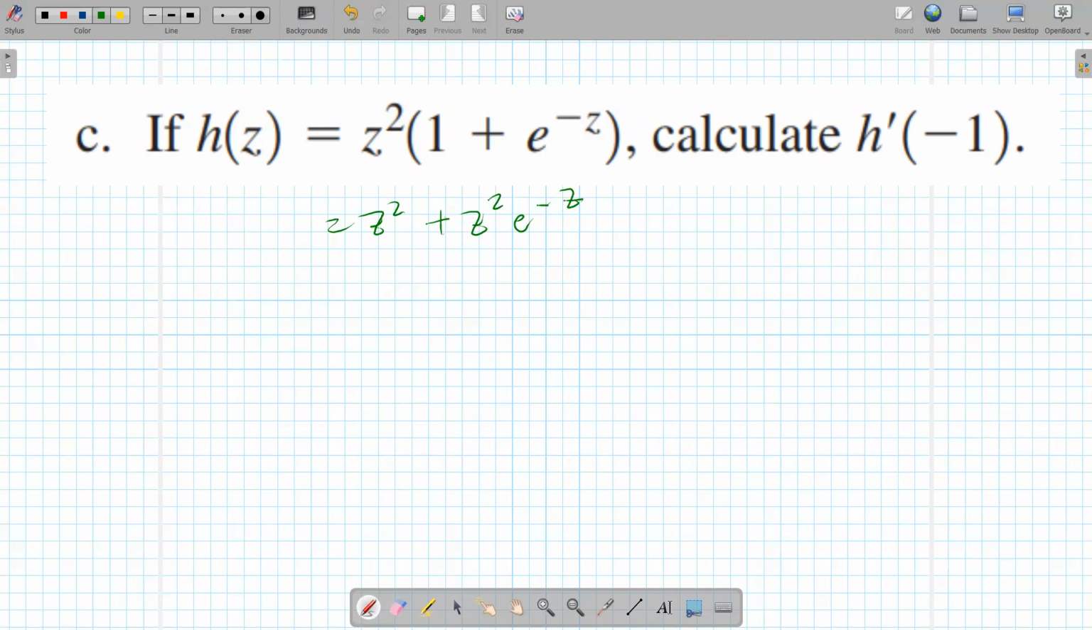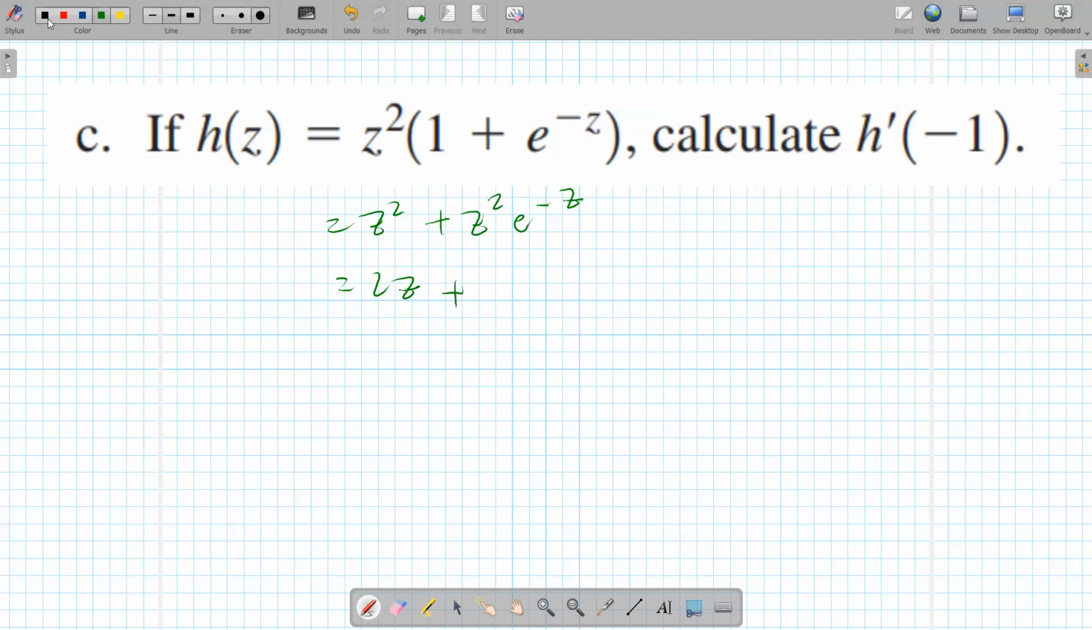What's the derivative of z squared? 2z. 2z is right. What about the other one? What rule do we use? You got this, actually. It's going to be a product rule question because you have two different things multiplying to one another.